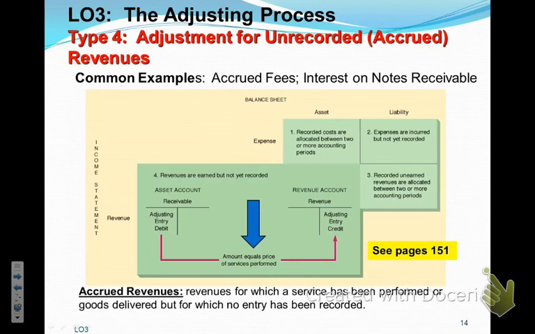Lastly, we have our type 4 adjustments. These are our accrued revenues. And what we're doing is adjusting for unrecorded accrued revenues. In this particular case, we have revenues for which a service has been performed or goods have been delivered, but we have not necessarily recorded a transaction, so we need to make sure we record that transaction so we properly reflect the amount of revenues that we have earned during that accounting period.